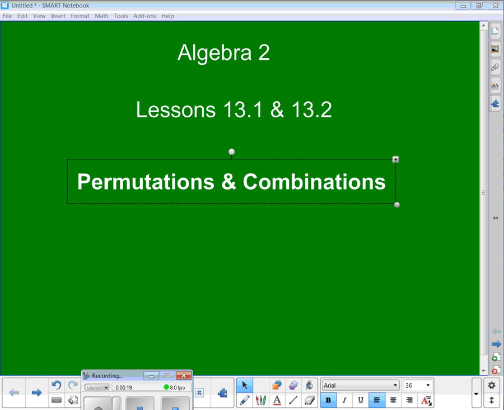We're going to take a couple lessons today and put them together as we really try to hit the high points of chapter 13. All right, so we're going to do lessons 13.1 and 13.2. 13.1 is the fundamental principle of counting. 13.2, permutations and combinations. That should ring familiar with you. Hopefully, we'll see when we get there.